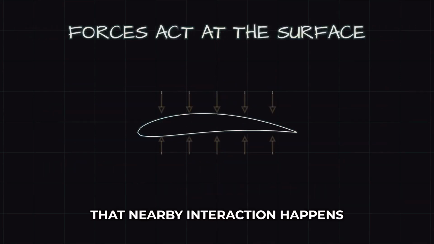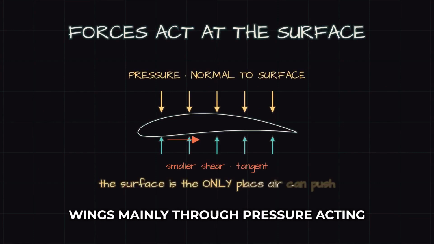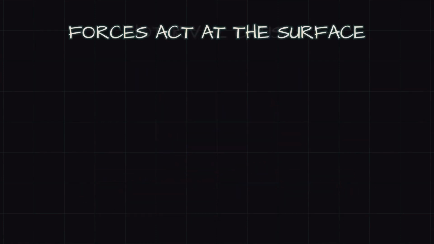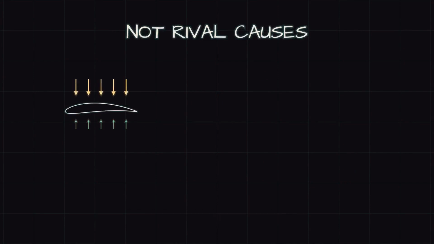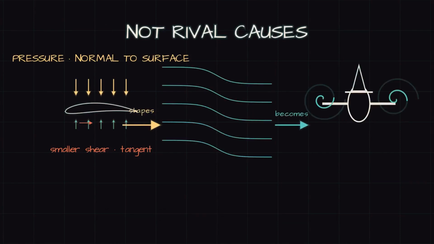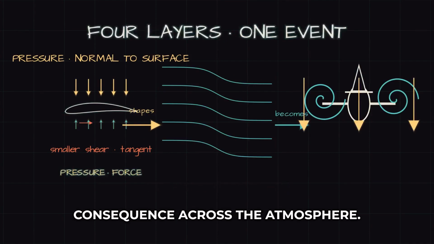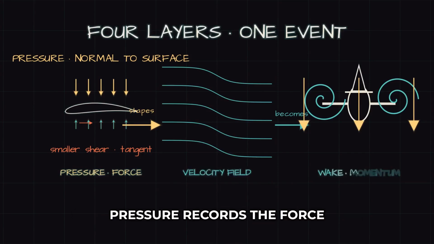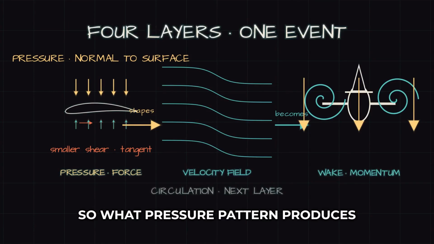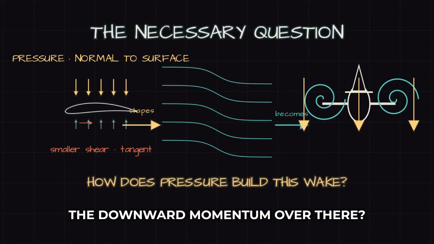That nearby interaction happens at the surface. Air pushes on most conventional wings mainly through pressure acting normal to the surface, with a smaller contribution from shear. Downward momentum, surface pressure, local speed, and circulation are therefore not rival causes. They are connected descriptions of one organized flow. The wake records the consequence across the atmosphere. Pressure records the force across the wing. The velocity field connects them. So what pressure pattern produces the upward force here and the downward momentum over there?